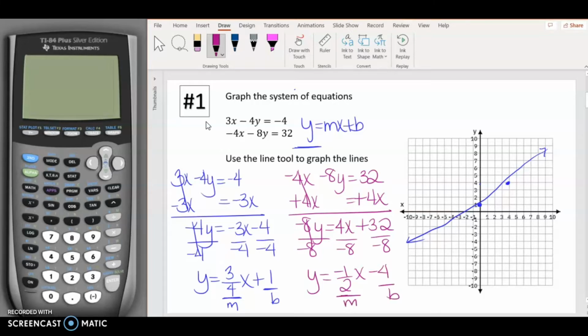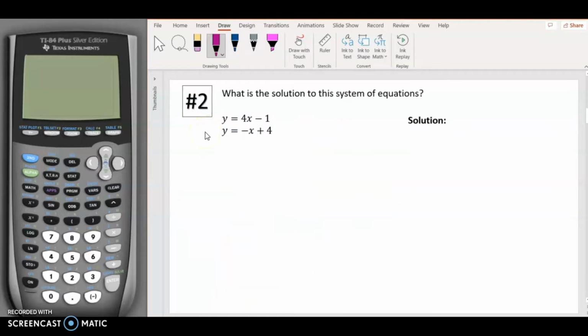So I'm going to go to my graph now and plot the first point at negative 4, and then I'm going to count slope, which is down 1, and then right 2. So now I can connect these 2 points to form the graph of my second line. So that is all you have to do in this problem. You just have to graph both of the equations in this system. So now let's find the solution to this system of equations.